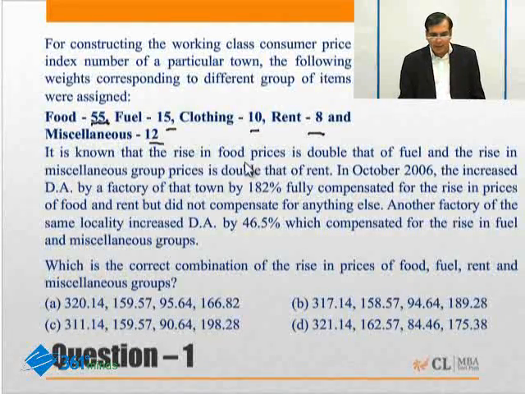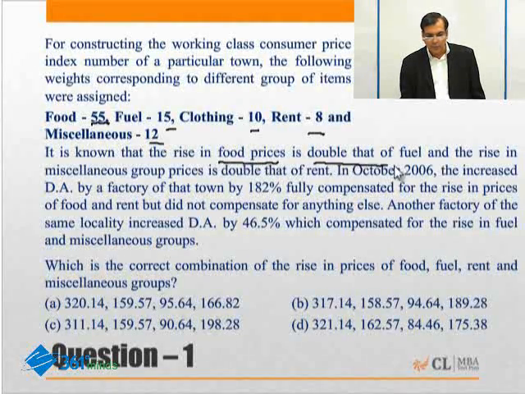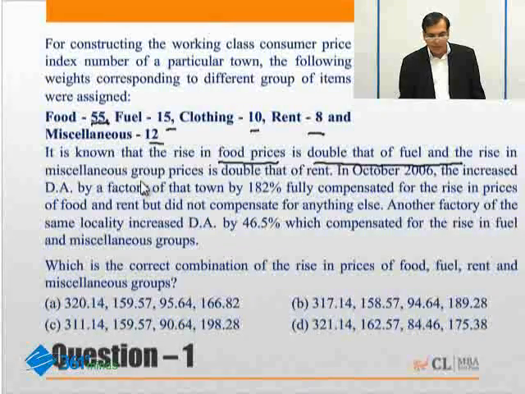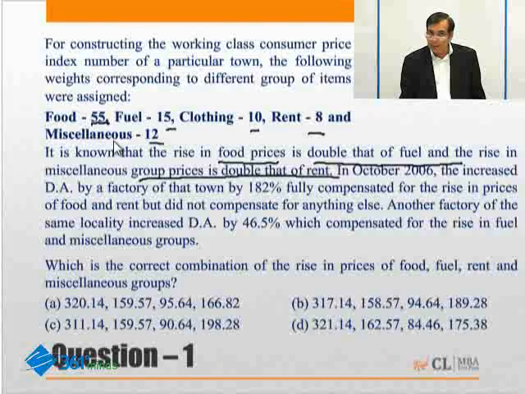It is known that the rise in food prices is double that of fuel. So the increase in food is double that of fuel. And the rise in miscellaneous is double that of rent. So the items under miscellaneous, the prices have increased by twice as much as rent has increased. Similarly, food prices have increased by a quantity which is twice the increase in fuel.